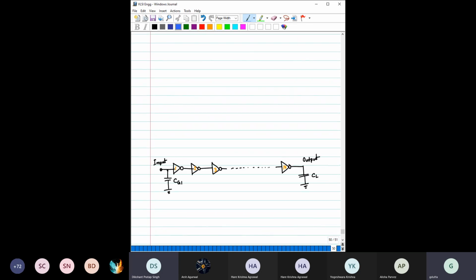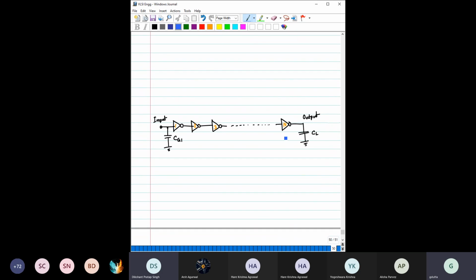Now, here is an important thing. Suppose now we have a chain of inverters, like that. Suppose n is a number, so it is 1, 2, 3, 4, 5, 6, like that up to n. Here for the first gate, the gate capacitance is Cg1. For the last gate, the capacitance is Cl. Then how do you size it? Suppose this Cl is equal to 100 times, just for example, this Cg1, and there are n stages.